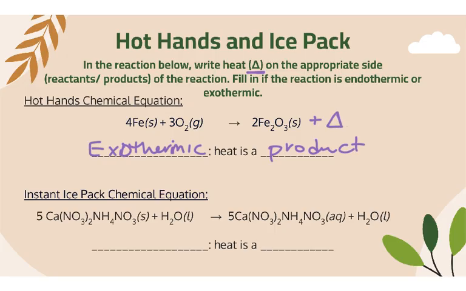Heat was a product. That instant ice pack, if it feels cold, that means that heat is going into the ice pack. That's going to be an endothermic reaction. And so heat is a reactant. We need the heat of someone's hand or something in order for that reaction to occur. And so our plus with the triangle is going to go on the left side of our reaction with our reactants.